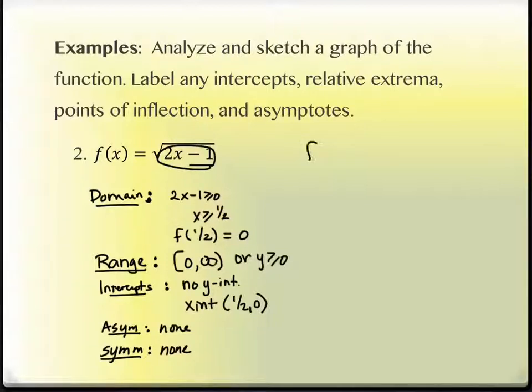So let's take the derivative of this one. It might be helpful if you think about it being written instead as a power of 1/2. So I have 2x minus 1 to the 1/2. What would the derivative of that be?